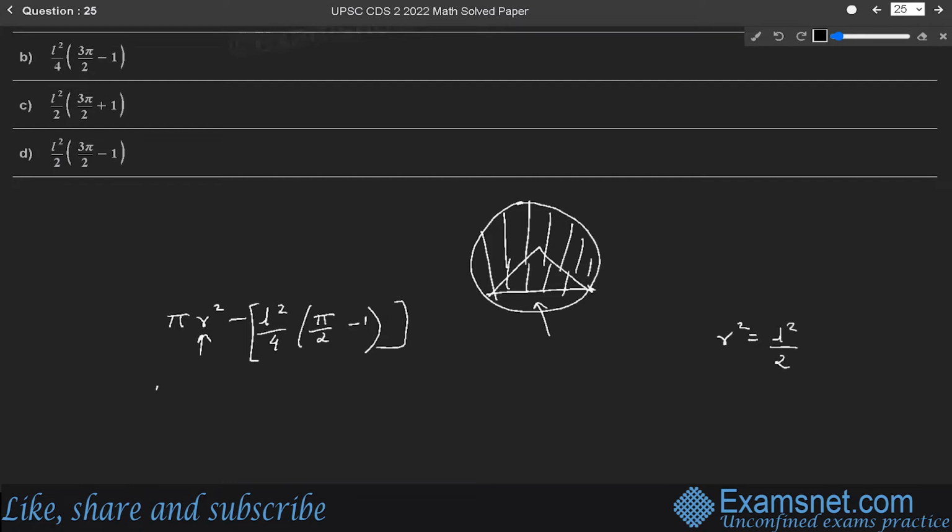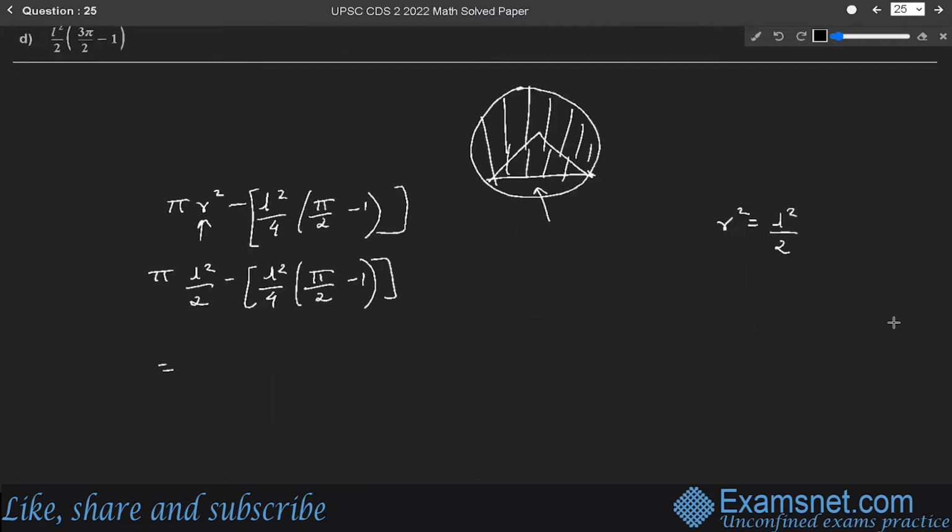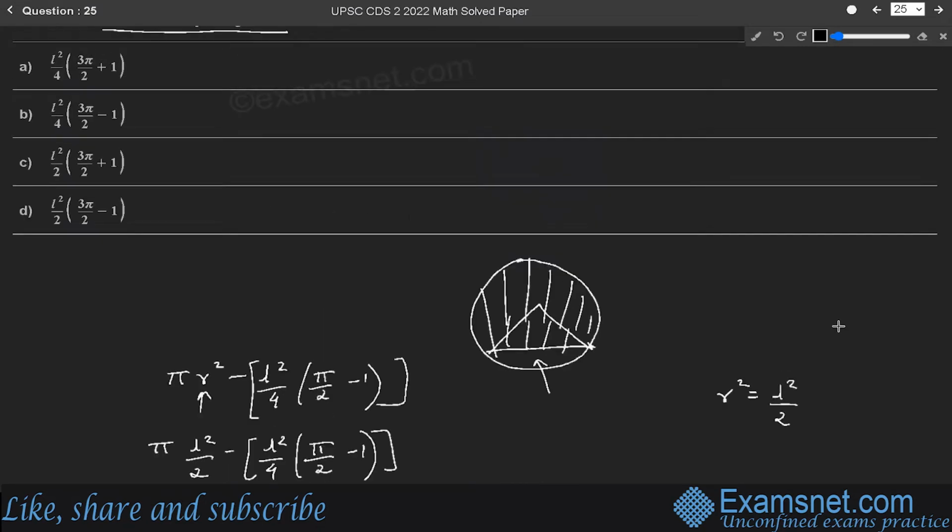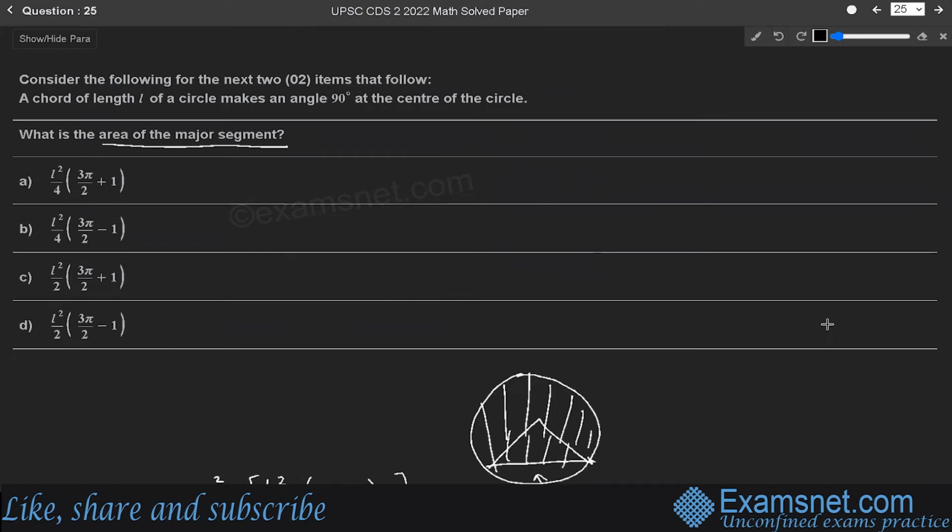We have seen in the previous question by Pythagoras theorem, r square is equal to L square by 2. So putting the value here, we will get L square by 2 minus L square by 4 into (pi by 2 minus 1). On further solving, it will be equal to L square by 4 into (3 pi by 2 plus 1). So this is the required area for the major segment. So we can say that correct option is option A. See, this type of questions are very, very simple. All you have to do is use the basic formulas for the triangle and the circle.